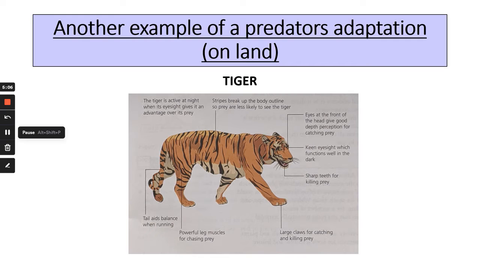The eyes at the front of the head give good depth perception for catching prey, as well as helping to see in the dark, and their sharp teeth help kill prey. Their large claws are for catching and killing the prey, and their powerful leg muscles help to chase. Their tail aids balance when running.